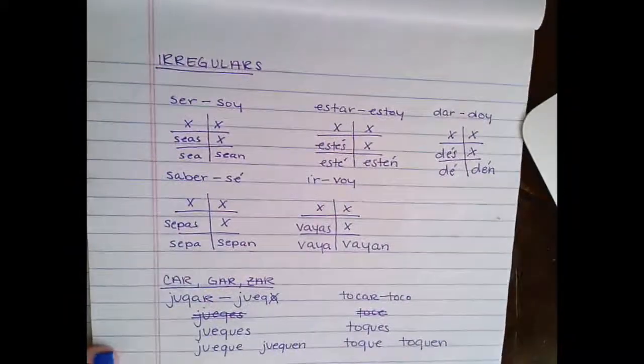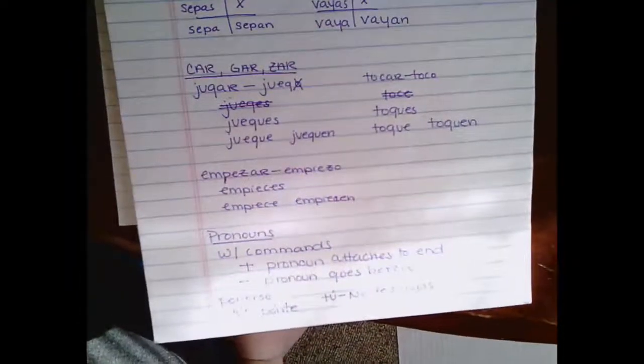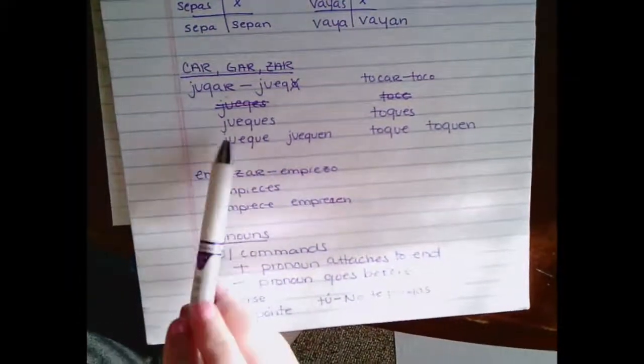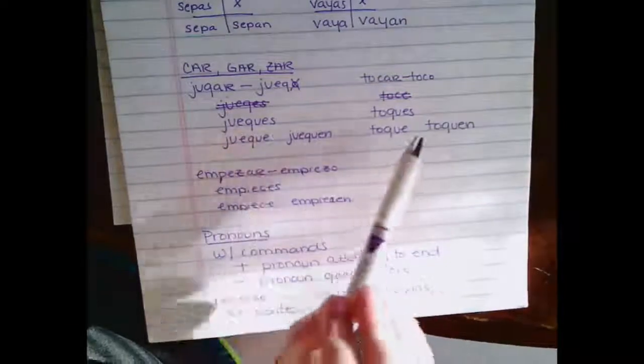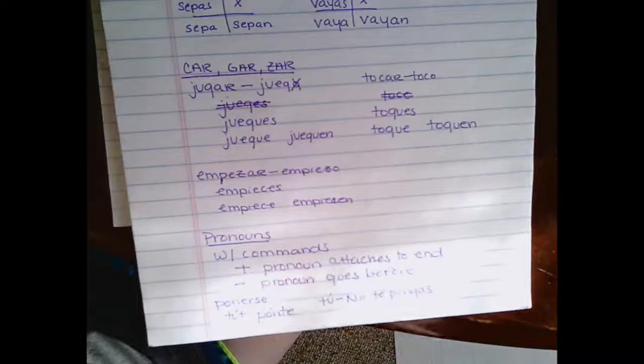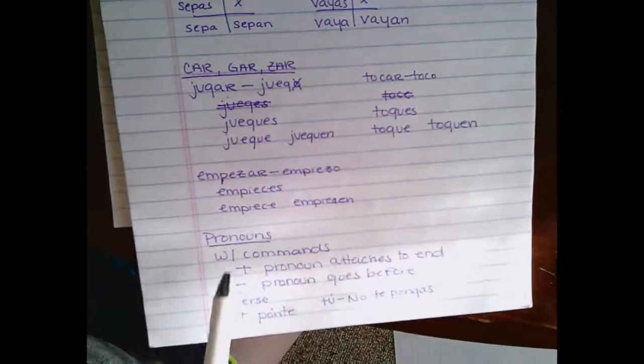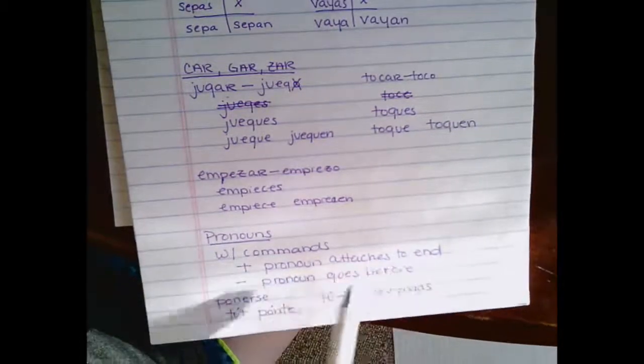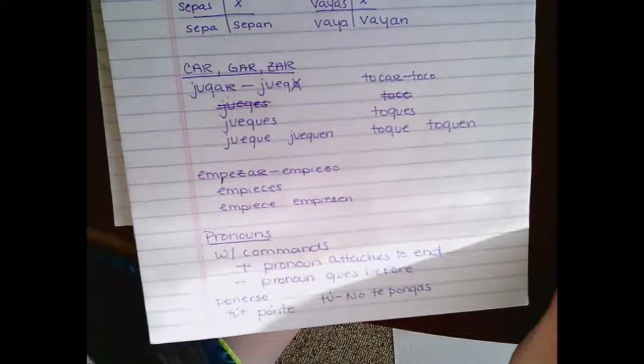Afterwards, we do have some irregulars. So any verb that does not end in an O, such as ser, estar, dar, saber, and ir, we do have an irregular because it does not end in an O. We cannot follow that pattern. We also have car, gar, zar irregulars, where the stem change preserves the sound. So we have our gar changes to a GU, our car changes to a QU, and our zar changes to a C. And with pronouns, affirmative commands have the pronoun attached to the end, while negative commands have the pronouns before.